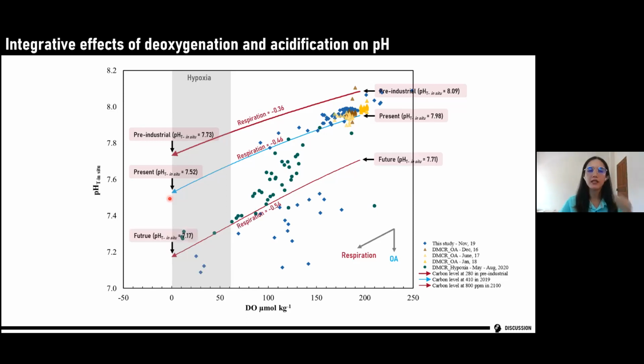And in the future, when carbon dioxide rises to 800 ppm, the pH value will sharply decrease. If we compare the pre-industrial to the present pH value and then to the future, the decrease in pH is almost 0.5 unit from the hypoxic condition.